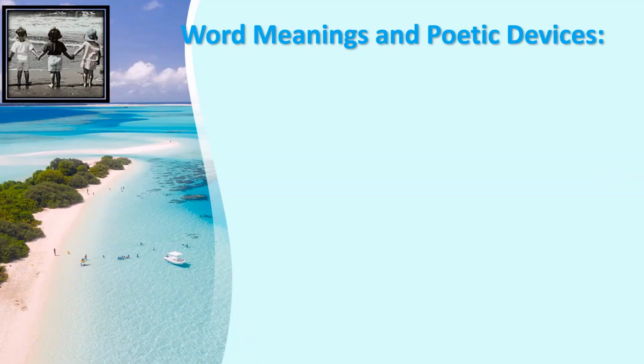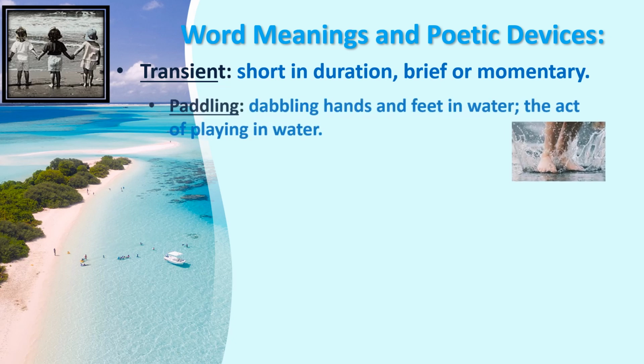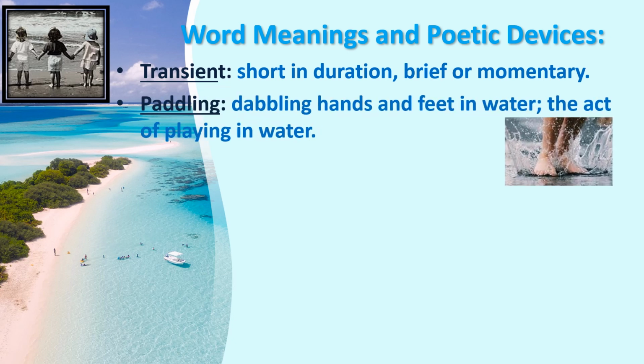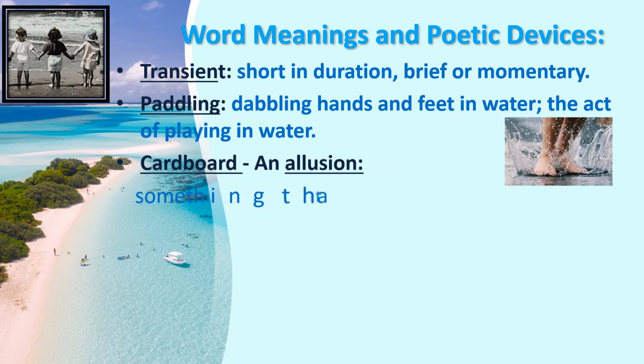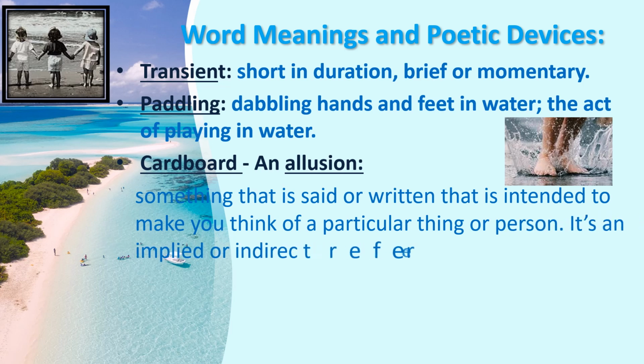Let's focus on the word meanings and poetic devices used in stanza 1. Transient. It means short in duration, brief or temporary. Paddling. Dabbling hands and feet in water, the act of playing in water. In the very first line of the poem, the cardboard shows me how it was, is an example of an illusion. An illusion is something that is said or written with the intent to make you think of a particular thing or person. It's an implied or indirect reference.